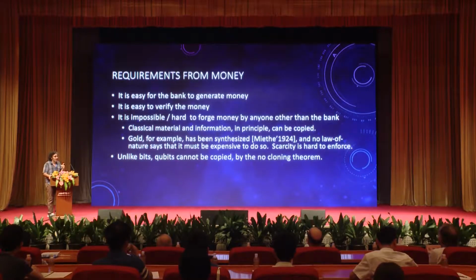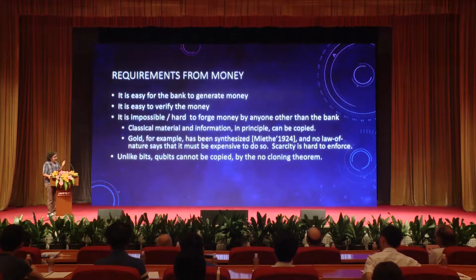So what are the properties that we want from quantum money? The first thing is that it should be easy for the bank to generate the money. It should be easy to verify the money. Next, we'll see what exactly we mean by verification, and who can verify it. And it should be impossible or hard to forge money by anyone other than the bank.